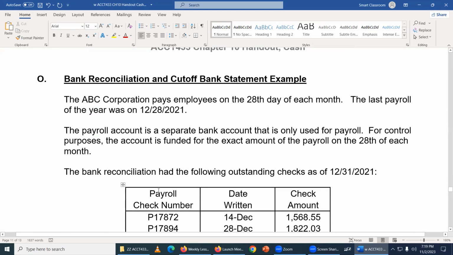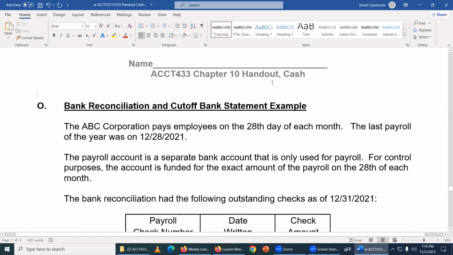Okay. I am going to skip this one. This will not be on the test.